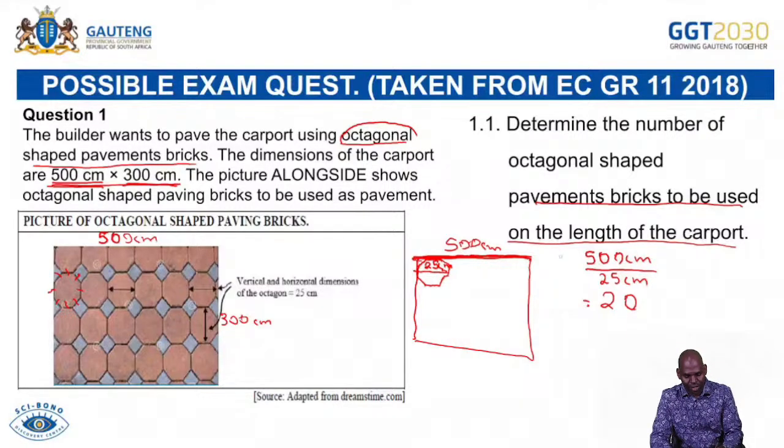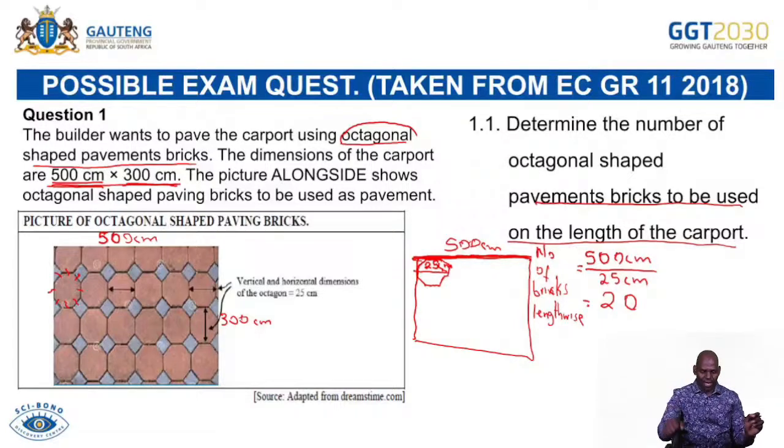So this is the number of bricks lengthwise, or along the length. It's 500 centimeters divided by 25 centimeters, and that is 20.